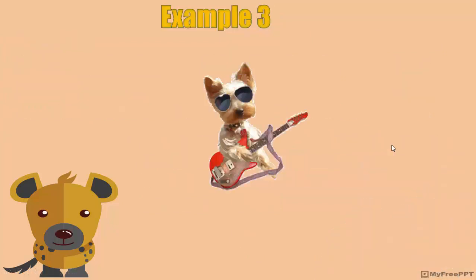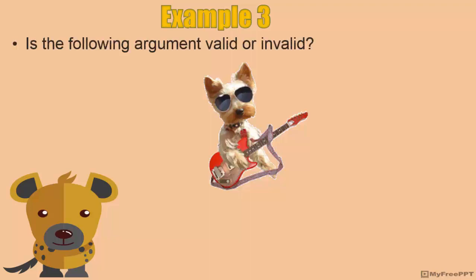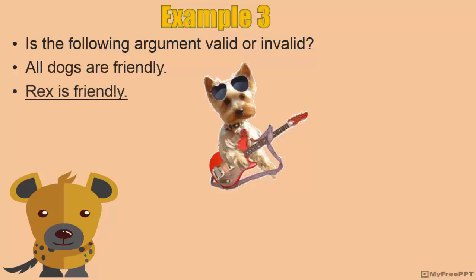Now let's look at example number 3 and talk about Rex and decide whether or not the following argument is valid or invalid. And again, we're going to start out with Euler diagrams and see if our symbolic logic backs up the Euler diagram. So all dogs are friendly. Rex is friendly. Therefore, Rex is a dog.